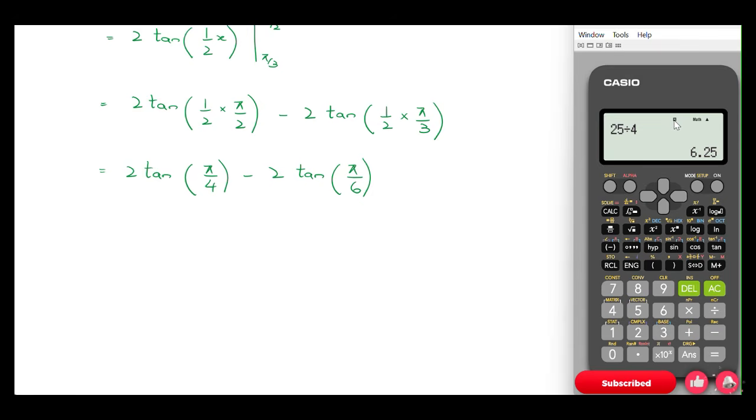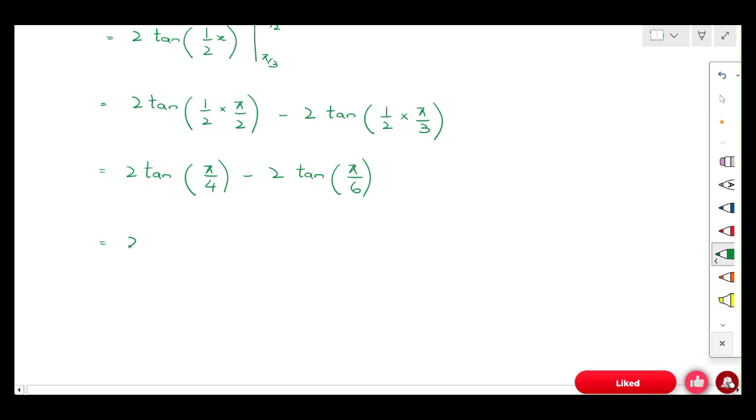My calculator is in radians. Okay, thank god. Tangent pi by 4 is 1, and what is tangent pi by 6? Tangent pi by 6 is root 3 over 3. So this is 1 minus 2, this is square root of 3 divided by 3.